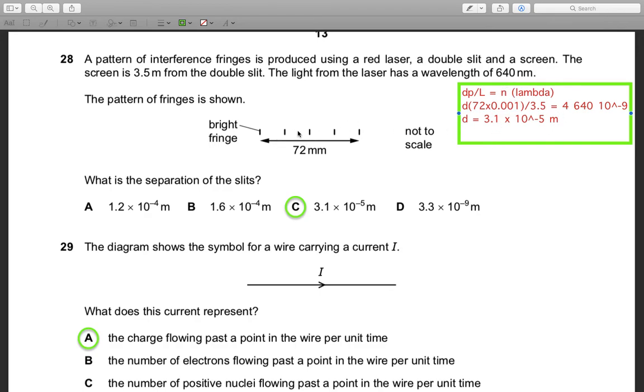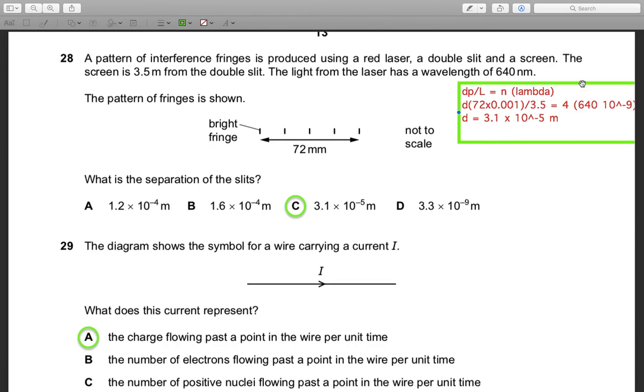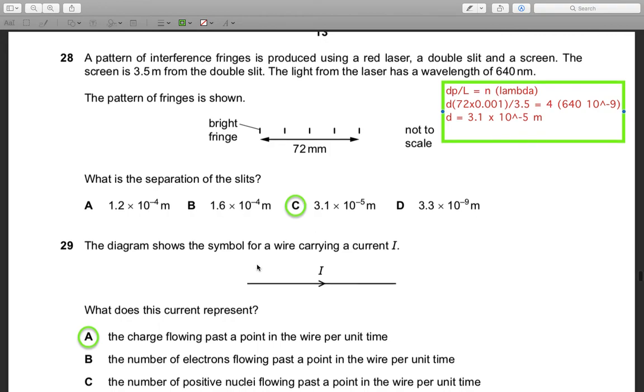We have 1, 2, 3, 4, and this is the wavelength, 640 nanometers. A nanometer equals 10 to the power of minus 9 meters. So after we calculate, we get d equals 3.1 times 10 to the power of minus 5. The answer is C.